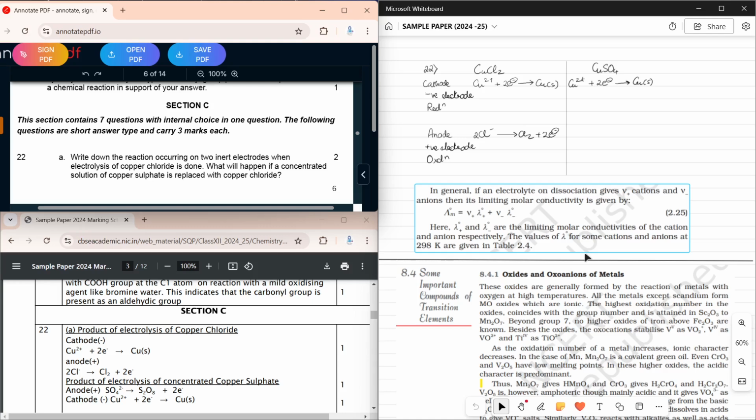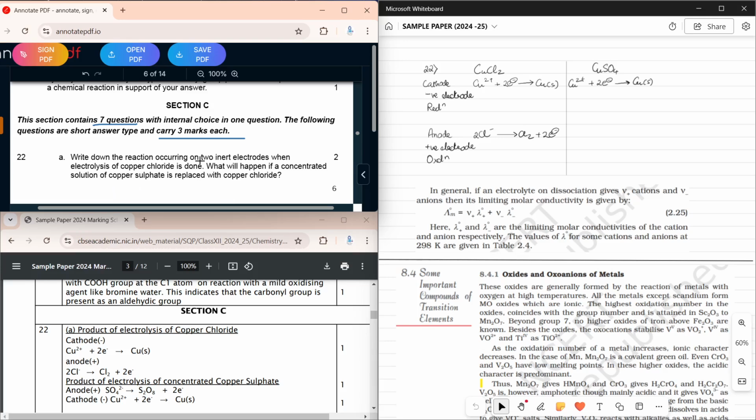So in this video, we're going to specifically be talking about section C. This section contains 7 questions with an internal choice and 1 question. So they're all short answer type questions and they carry 3 marks each. So we're going to start with question number 22.